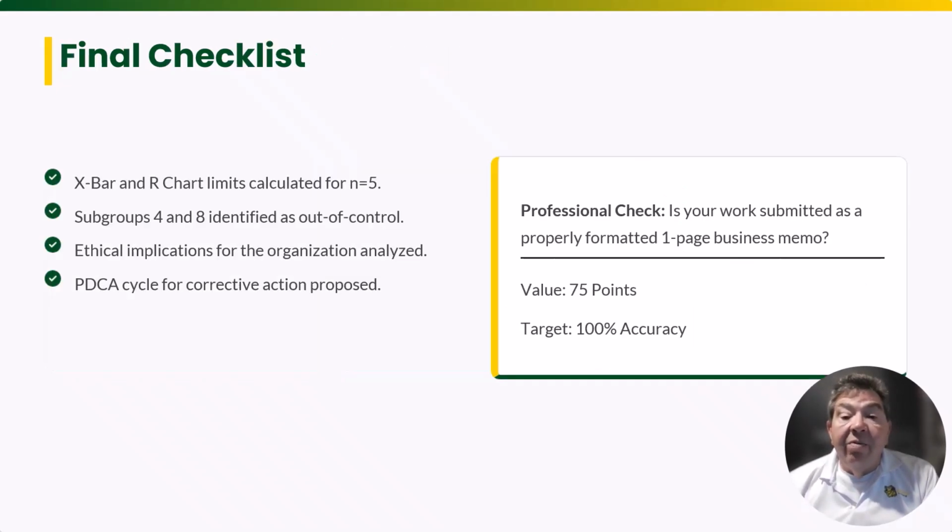Before submitting, run through this final checklist. Ensure your limits are for n=5. Subgroups 4 and 8 are correctly identified as out of control. Your ethical analysis is deep, and your PDCA cycle is logical and comprehensive.